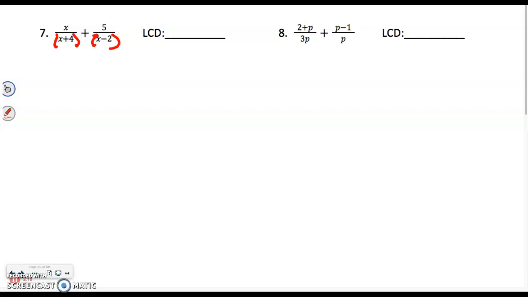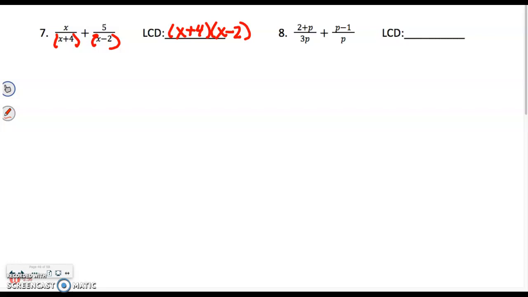I would put both of these in parentheses, and I would go over here and do x plus 4 and an x minus 2. Both of them are in parentheses, so you need both in your LCD.